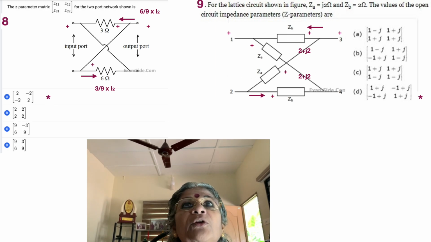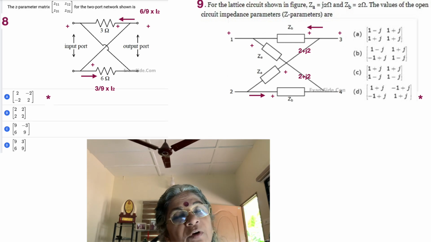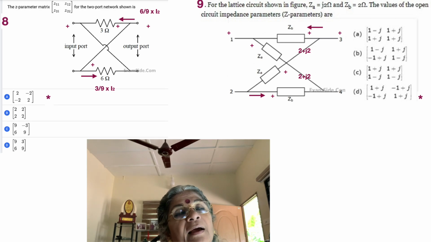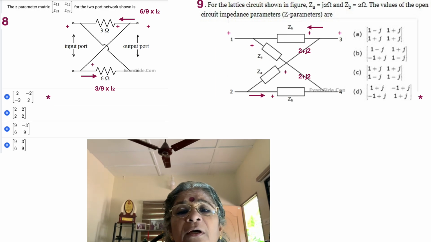Then they are going to be in parallel, as was mentioned earlier. If you look at V1 from port 1, or V2 from port 2, by virtue of the current splitting and coming together, we see that it's going to be a parallel combination of impedances. So that's 2 plus J2, and when they are in parallel, 2 plus J2 by 2. So 1 plus J has to be both Z11 as also Z22.